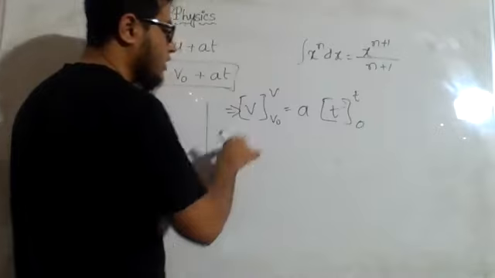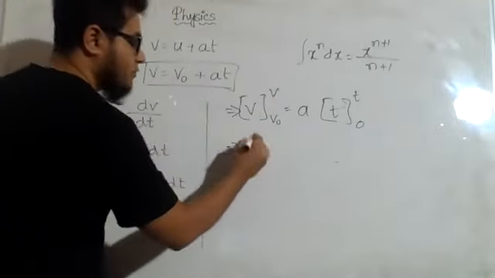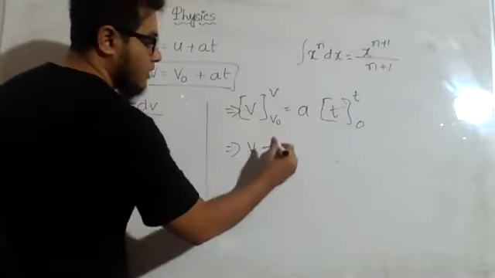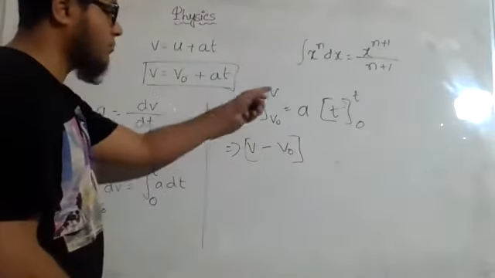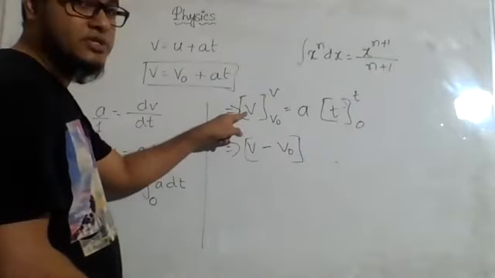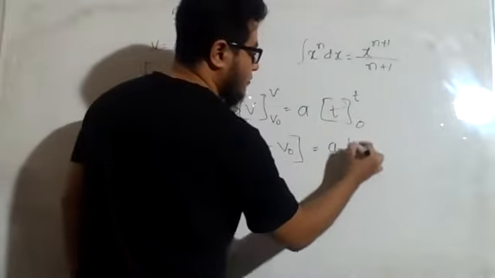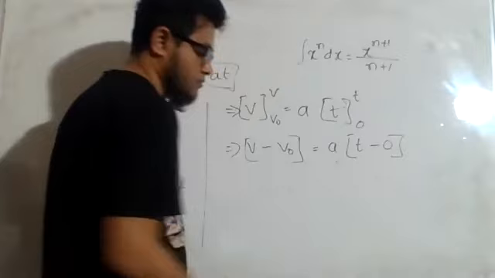Now we are going to put the upper limit first. V will be replaced by this upper limit v, then I will write minus, and then v will be replaced by lower limit v naught. This is the way to write it, okay? Remember, upper limit will be replaced here, then minus, lower limit will be replaced here. Then equal to a, t will be replaced by upper limit t, minus t replaced by lower limit 0. Okay?